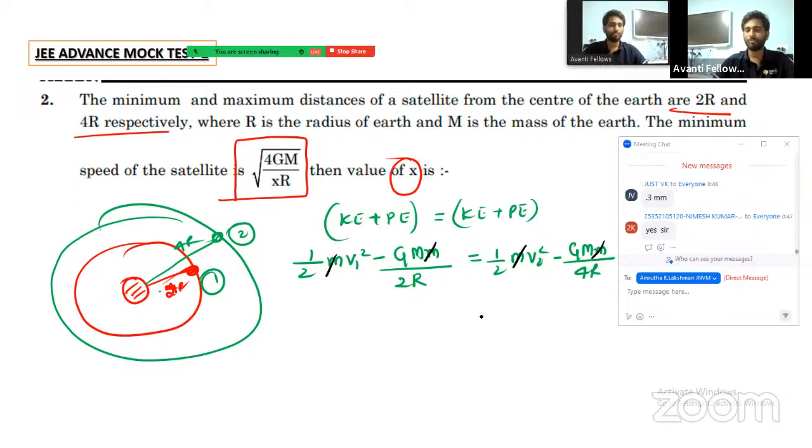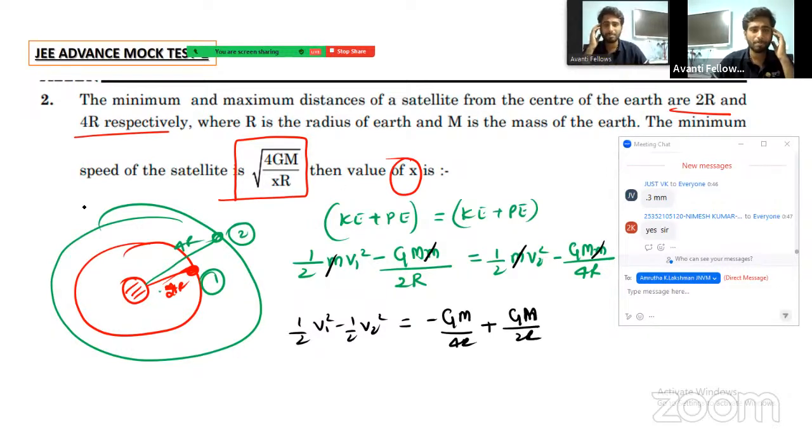Now take v1 and v2 to one side, right? Then you will get here 1 by 2 v1 square minus 1 by 2 v2 square, and the potential energy term on the other side. Hence you will get minus GM divided by 4r. This minus becomes to the right hand side, meaning it will become GM divided by 2r. Now actually we want the speed, the minimum speed, meaning we need velocity. Here there are two velocities.